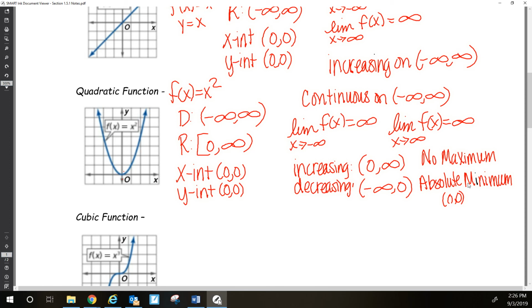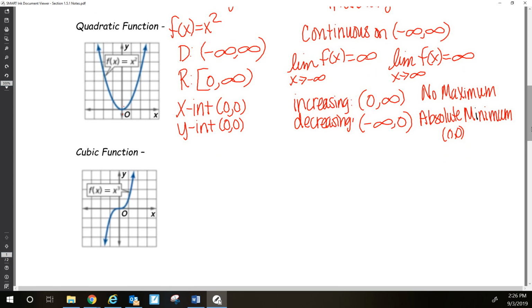All right, let's try to squeeze in one more. We're going to do the cubic function. Actually, I'm going to save the cubic function for the next one so that we have plenty of time to talk about the step function on a third video. So this is it for part 1. Come back and we're going to do some more on part 2.